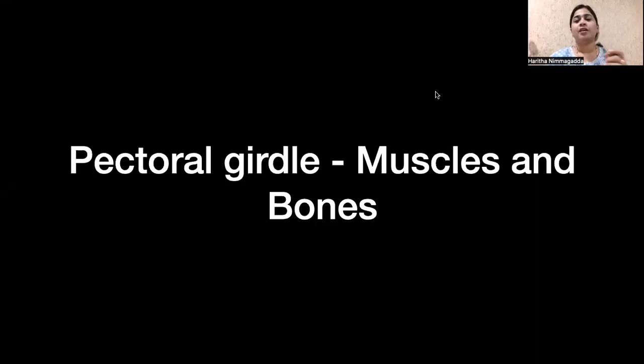Hello everyone. Today we will study the pectoral girdle. Usually, what do we do? We study bones separately and muscles separately, and we cannot connect the two together. Because of that, we always have confusion about what to start first and how to go ahead. So today we'll take a bit of a different approach. Let's see how it goes.